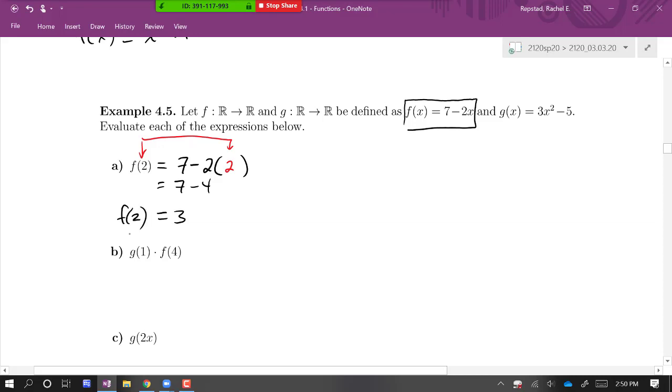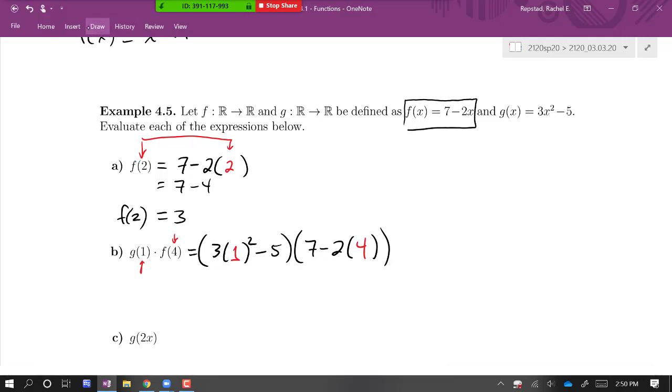And now we have g of 1 times f of 4. We're just going to do the same thing. We're going to plug 1 into the g function. The g function is 3x squared minus 5. The f function is 7 minus 2x. Right now I'm just leaving some empty parentheses for those inputs. We're going to plug 1 into the g function and 4 into the f function. Now it's just order of operations. Let's evaluate this. That's 3 minus 5, which is negative 2, times 7 minus 8, which is negative 1, and we get positive 2.